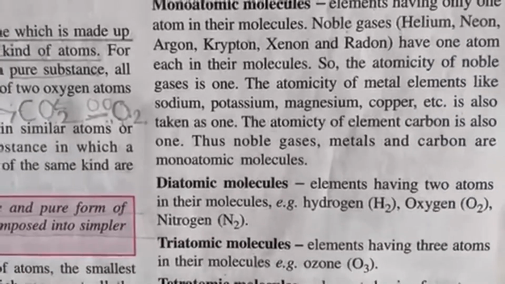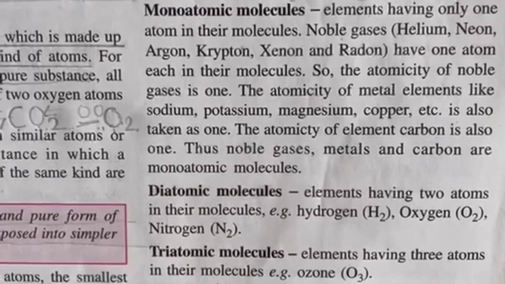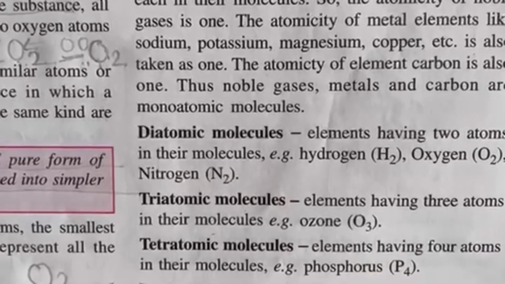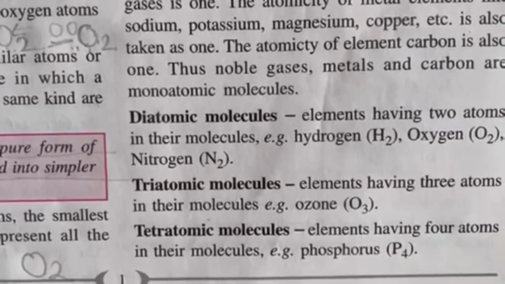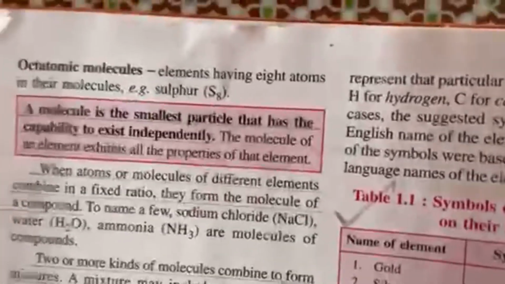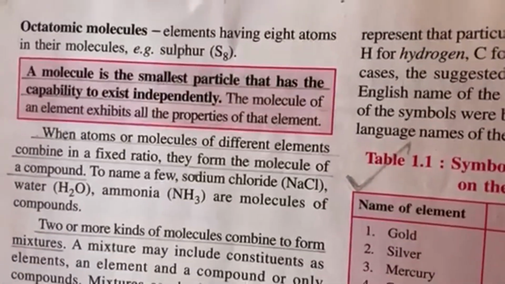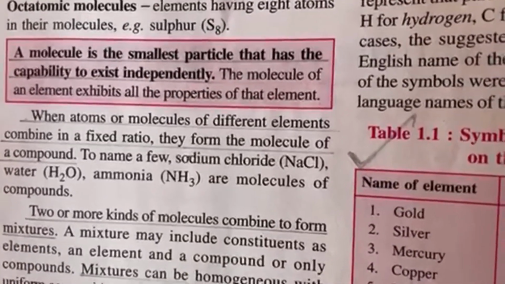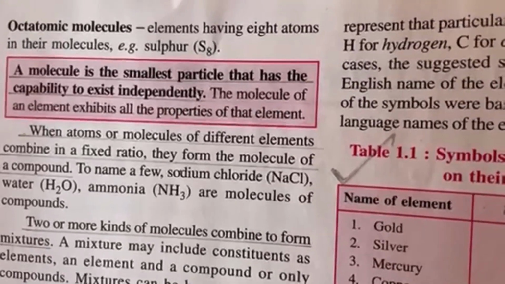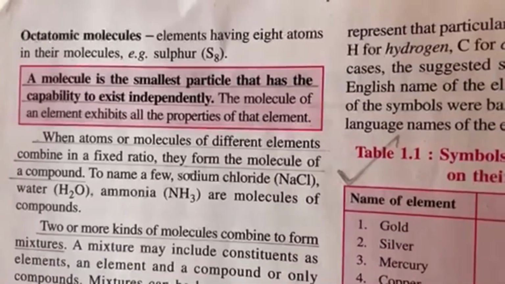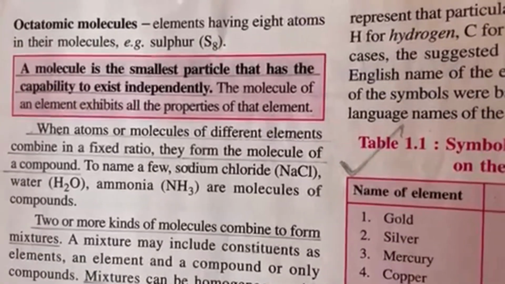Now diatomic, as I already told you, have 2 atoms in their molecules. Hydrogen, oxygen, nitrogen are examples. Triatomic, elements having 3 atoms in their molecules, ozone. Tetra means 4, elements having 4 atoms in their molecules, for example phosphorus, P4. And octa means 8. So elements which have 8 atoms in their molecules, like sulfur. Generally we write S as the symbol, but actually it is S8. That is, one molecule of sulfur actually contains 8 atoms.